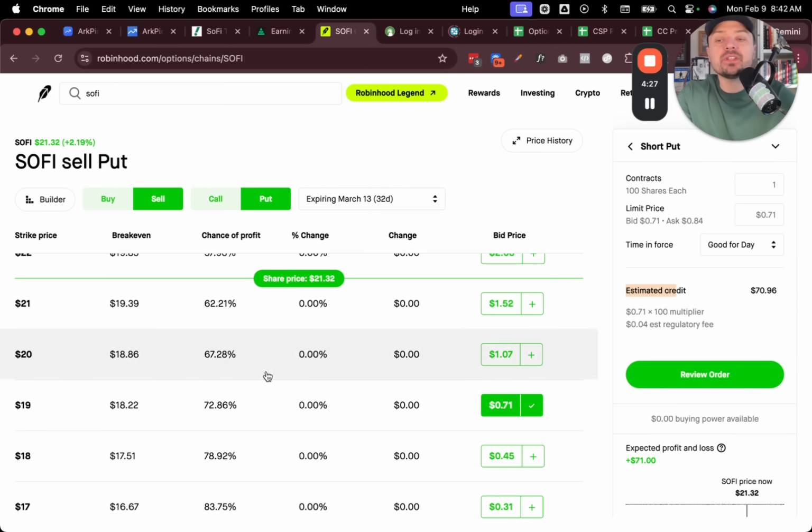But the reason we have to lock up $1,900 in collateral is because 19 times 100 is 1,900, and you can see here which Robinhood makes really nicely. It says 100 shares each. One options contract is equal to 100 shares. So by making a trade like this, we are essentially saying we're willing to buy 100 shares of SoFi at $19, okay? So we want to make sure we're cash covered.